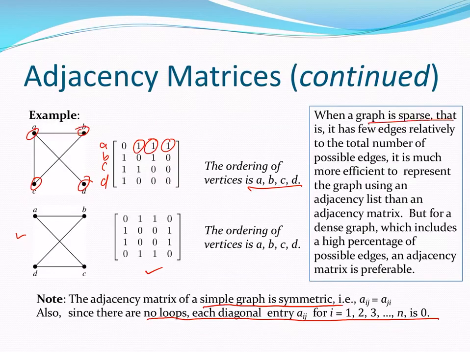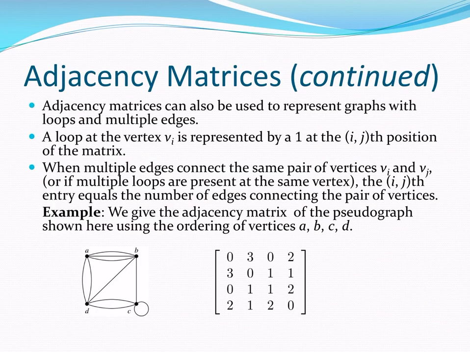When a graph is sparse with relatively few edges, the adjacency list is a little bit more efficient than the adjacency matrix, which would have a lot of zeros for a sparse graph. But when there's a lot of edges, the adjacency matrix is preferred.